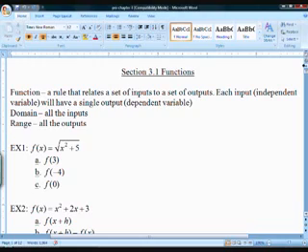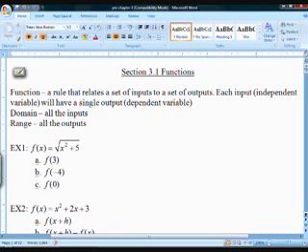Each input, which is your independent variables, your x's, will have a single output. If it is a function, each x will be paired with a single y. And we've already discussed that once this year. The domain is all of your inputs, all your x's, and the range is all your outputs, the y's.